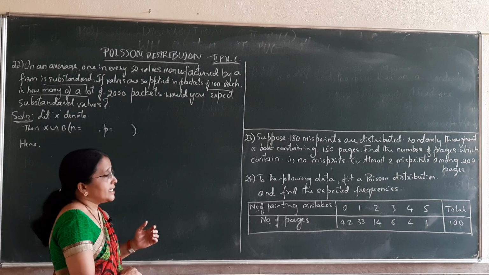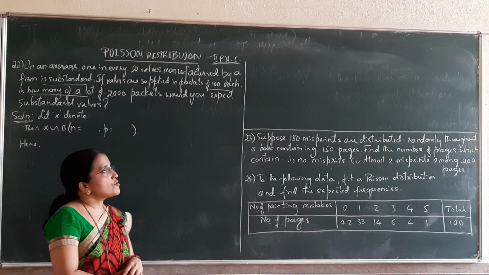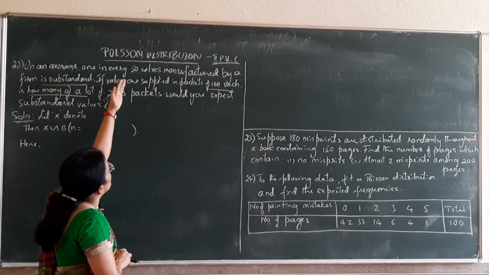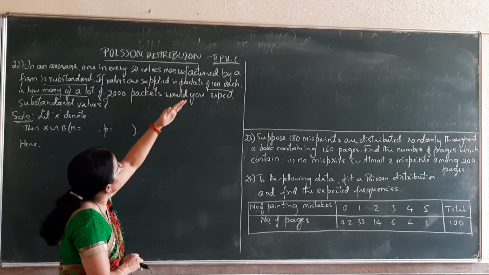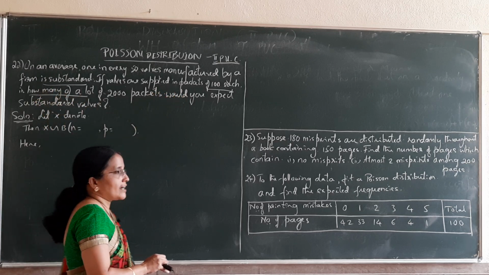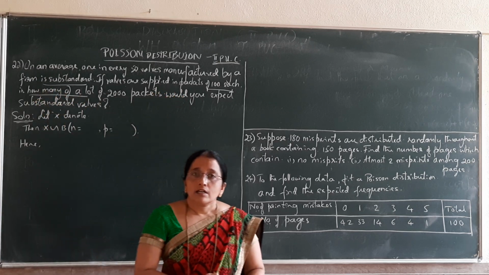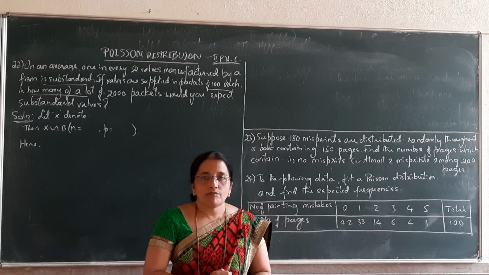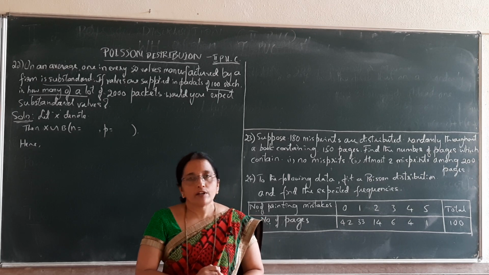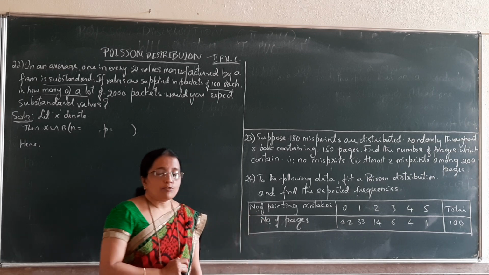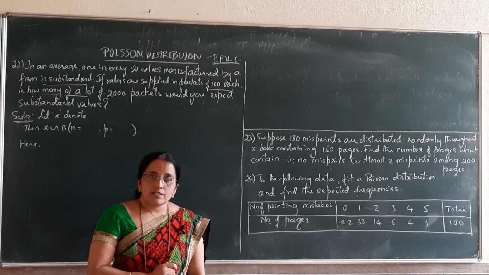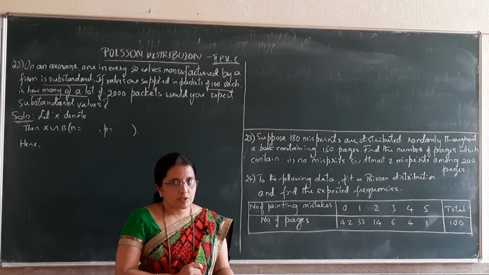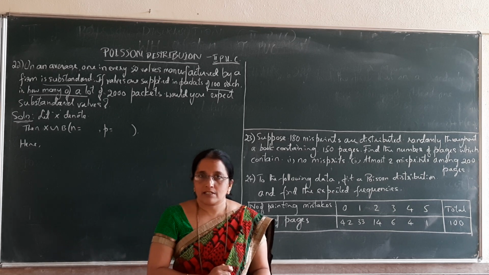Now here it is a problem related to Poisson distribution because it is given on an average 1 in every 50 valves manufactured by a firm is substandard. Substandard is not standard, not good. If the item is not good, usually we call it a defective item or a substandard. So here we deal with a product which is substandard. The product may be standard or substandard. There are two possibilities. Is it right?